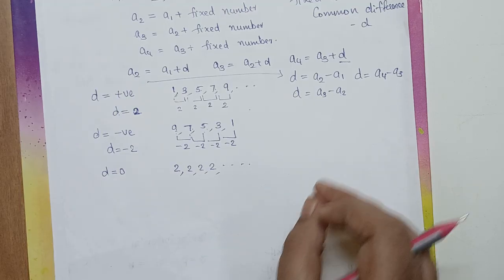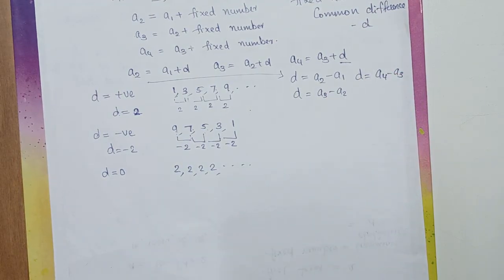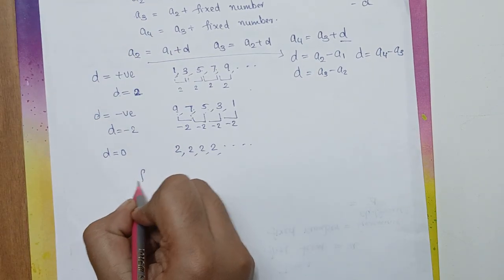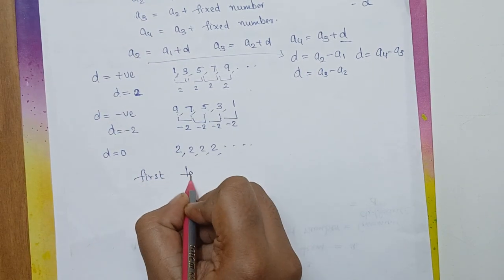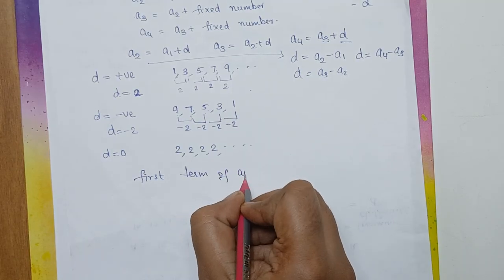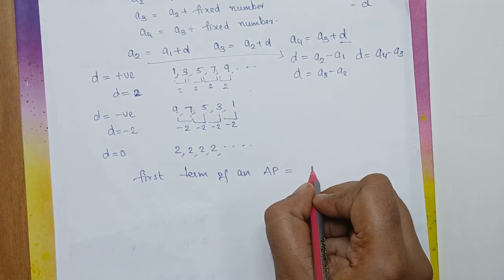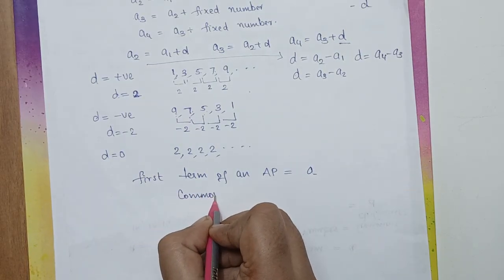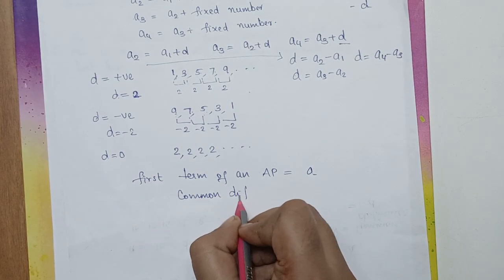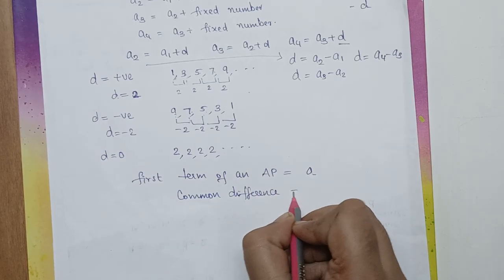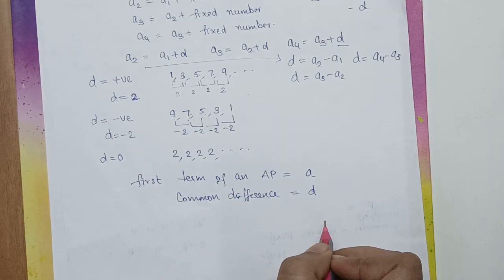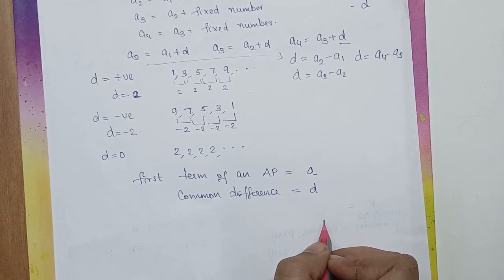In addition to the common difference, there is one more important term, which is the first term of an AP. The first term of an AP is denoted by small letter a. And the common difference, as I mentioned earlier, is represented by small letter d. So given a and d, we will be able to find out all the other terms of an AP.